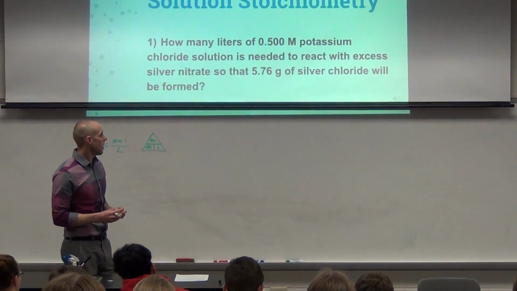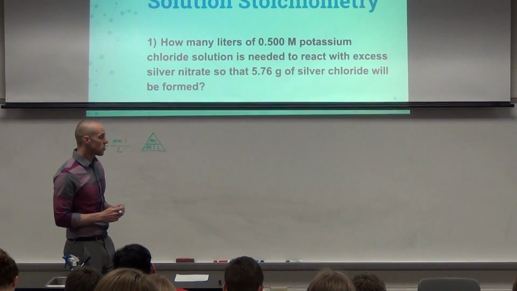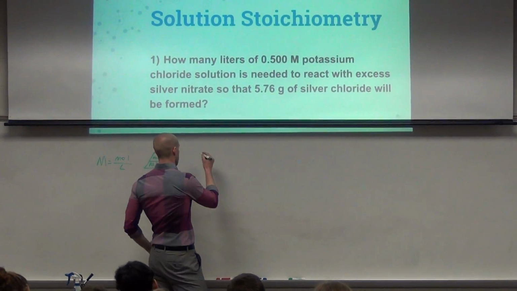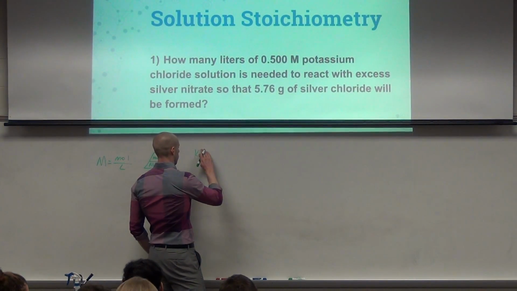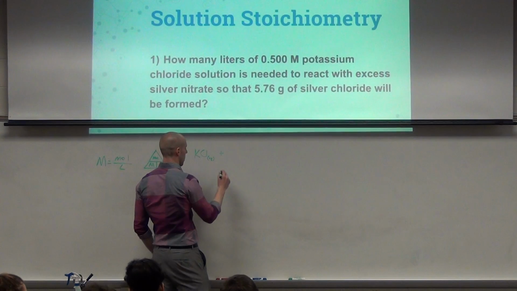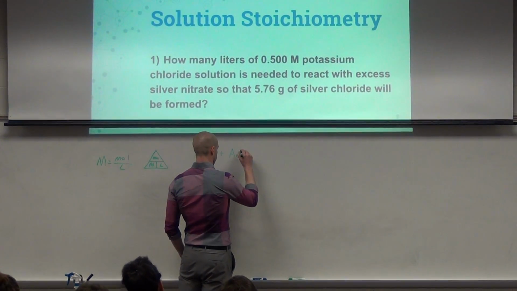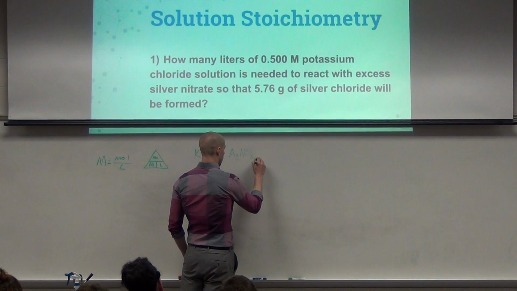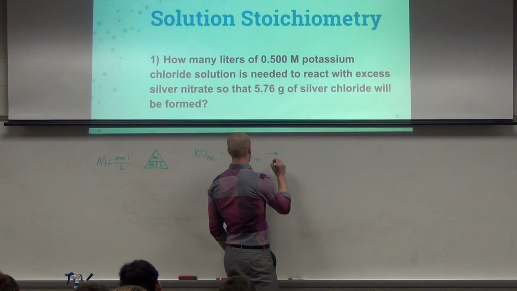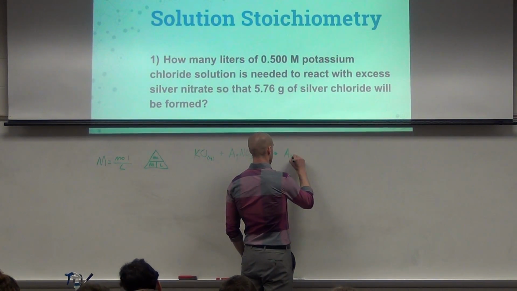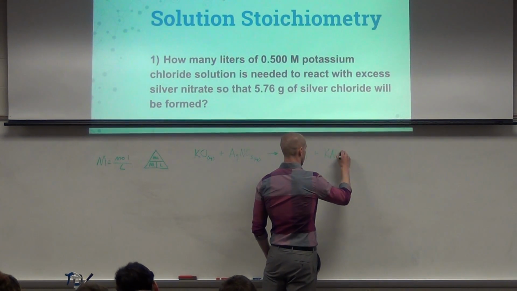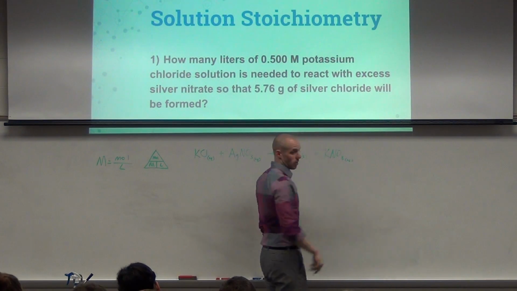excess silver nitrate so that 5.76 grams of silver chloride will be formed. So the first thing we're going to do is just write out the balanced chemical equation here. So we have potassium chloride, it's KCl, and that's aqueous, plus silver nitrate, that's AgNO3. That's also aqueous. And they're reacting to form silver chloride, that's AgCl, that's a solid, plus potassium nitrate. And that is also going to be aqueous.